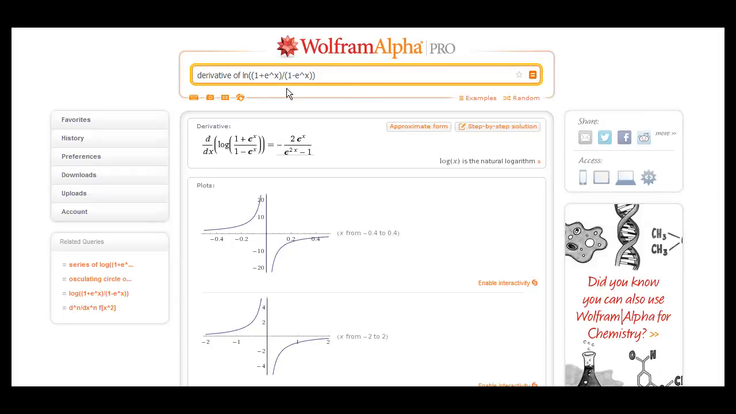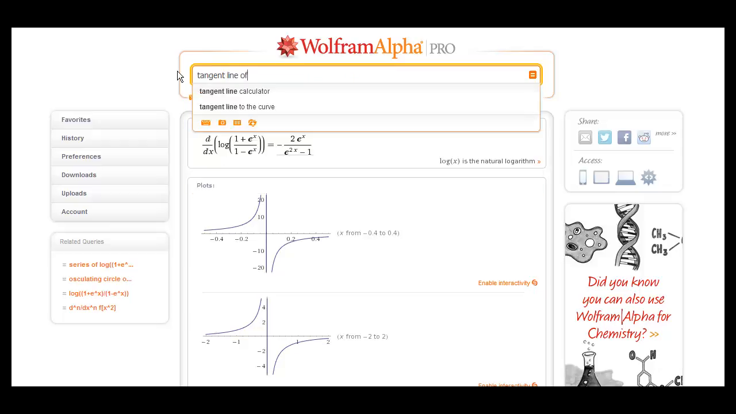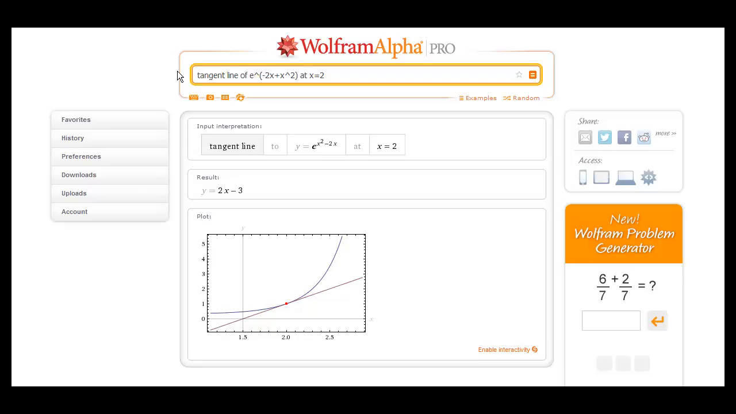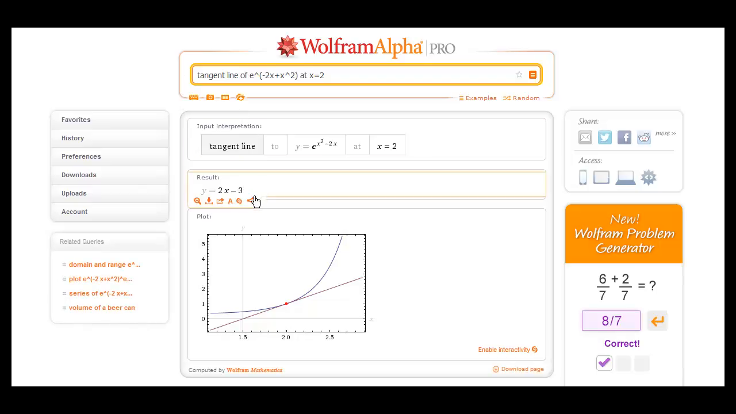Let's see what Wolfram Alpha gives us. Let's ask it for the tangent line of e raised to the quantity negative 2x plus x squared at x equals 2. And there, Wolfram Alpha has given us 2x minus 3, which is exactly what we said it was going to be, and it also has given us a nice graph here to look at. So we know that our solution is correct.